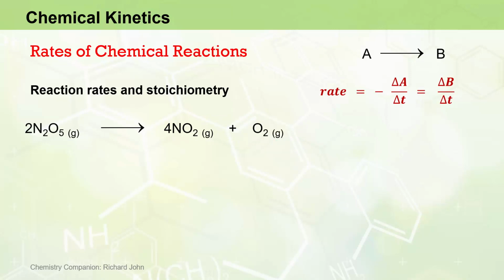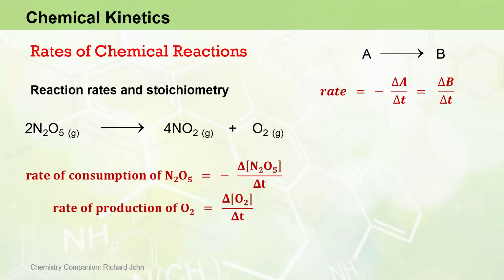We can write the valid expressions for the rate of this reaction by considering both the reactants and products. For example, we can write expressions for the rate of reaction as being equal to the rate of consumption or disappearance of N2O5, or as the rate of production of O2. The problem in this case, however, is that we cannot simply equate these two expressions as we did above, because these expressions are not mathematically equal.